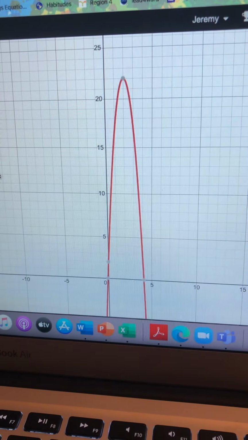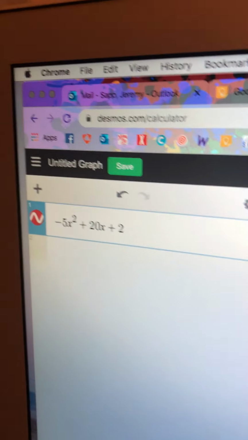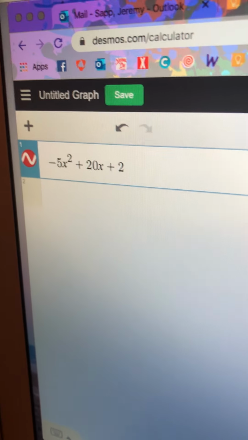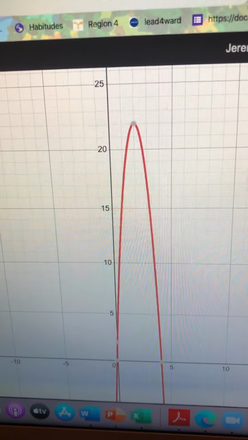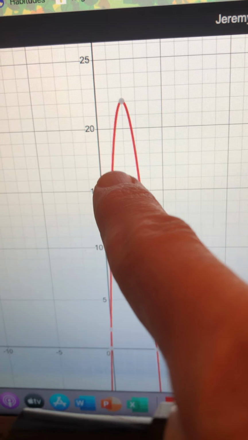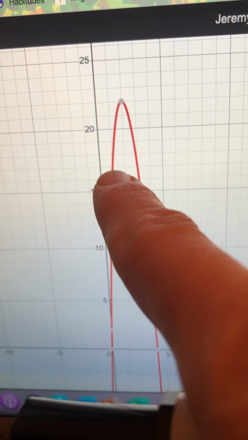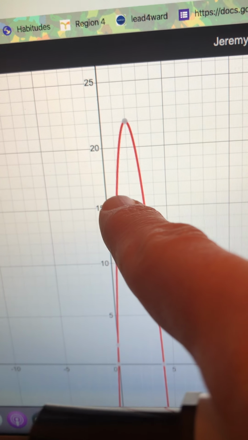Okay, so what I did is I went to the Desmos graphing calculator and I graphed this function. So here's the function: 5x squared plus 20x plus 2. So there's your graph. Now what it wants to know is how long the ball was above 17. The height, which is y, I want to know how long that was above 17 meters.